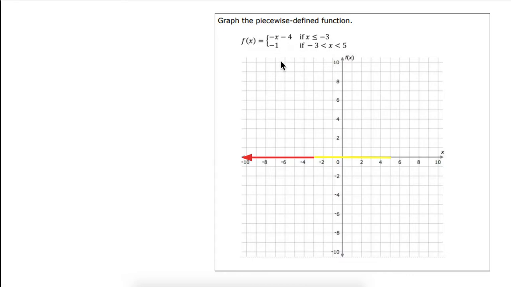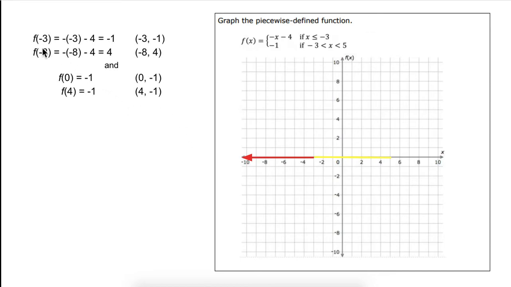Since both of these are linear, we can graph them by finding a few values. So we evaluate these functions. We put in f of negative 3: negative of negative 3 is 3, minus 4, so we get negative 1. So we get the point negative 3, negative 1.